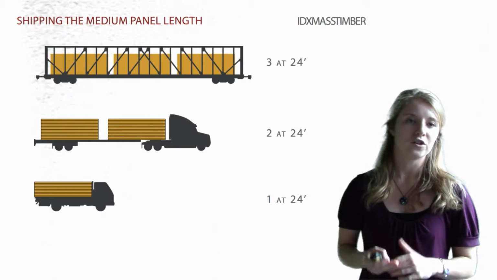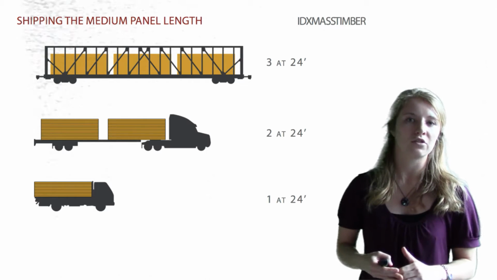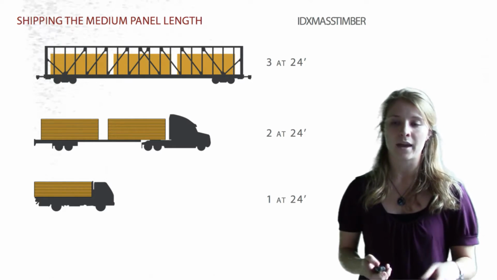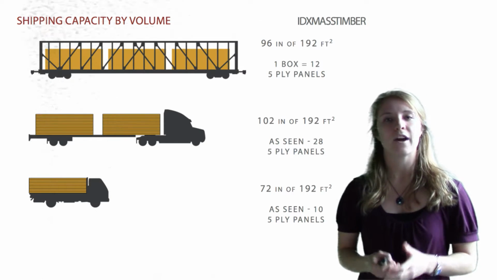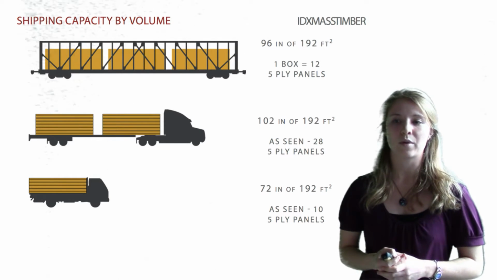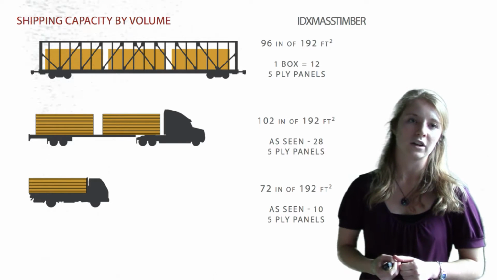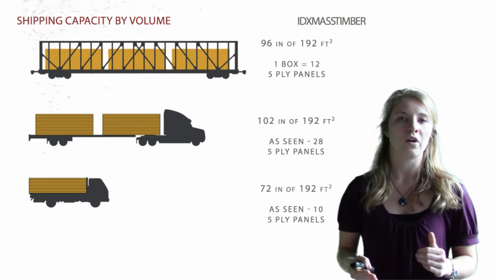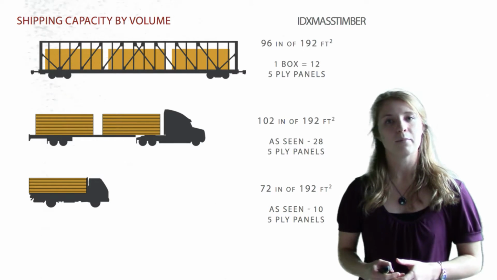So whenever I refer to a panel or so many panels on these trucks, I am again referring to that 24-foot by 8-foot 5-ply panel. So going into shipping by volume alone, we can see that we can get 36 panels on the rail center beam car. Each of the boxes you see in that diagram is equivalent to 12 panels.